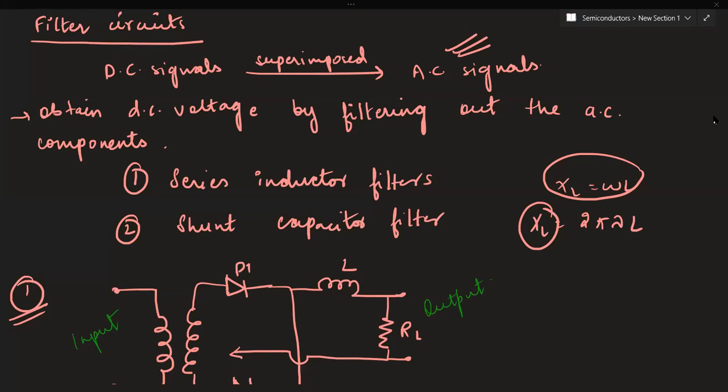Full wave rectification is mainly to obtain DC. We want to filter out all the AC components that are getting included in the total sum of DC, which is getting superimposed with the AC signal.